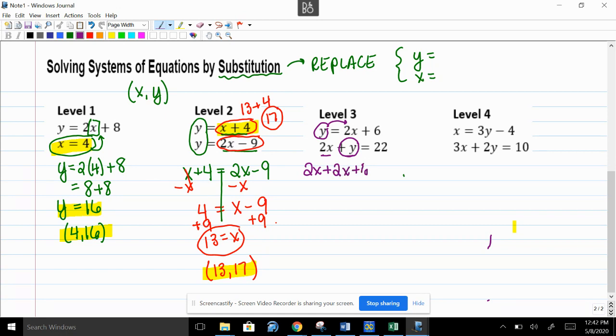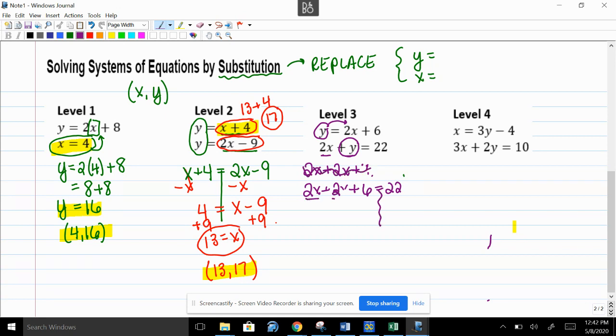I don't know why my marker's acting up there. I'll try one more time. 2x plus 6. Let me try it down here. 2x plus 2x plus 6 is equal to 22. Sorry about that, guys. Okay, and then I would solve that equation.